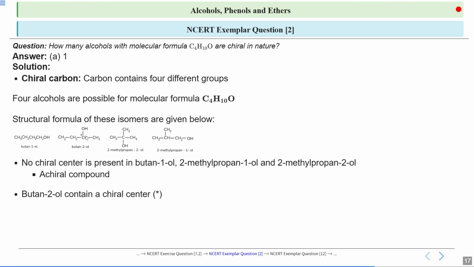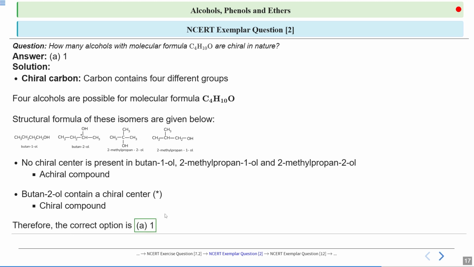So this carbon with the star is actually the chiral carbon because it is attached to one hydrogen atom, a CH3 substituent, an OH substituent, and CH2CH3, that is an ethyl group substituent. So all different groups are attached to this carbon. So this carbon is chiral, and hence this butan-2-ol is a chiral alcohol. Therefore the correct option is option A, that is only one alcohol with the molecular formula C4H10O is chiral in nature.